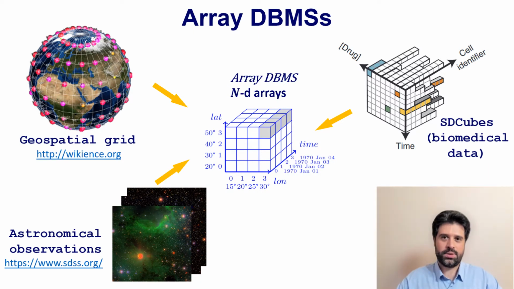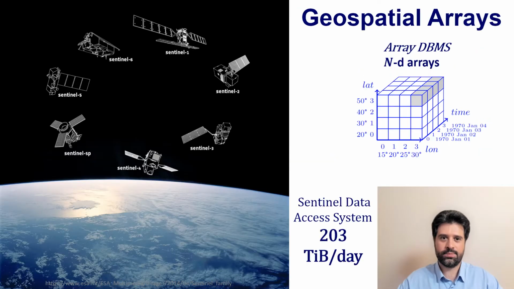Array DBMSs operate on big ND arrays. For example, geospatial grids, astronomical observations, and biomedical data. Geospatial array management constitutes a large portion of array DBMS workloads. For example, Sentinels is a family of European satellite missions. About 203 terabytes of Sentinel products are disseminated daily.